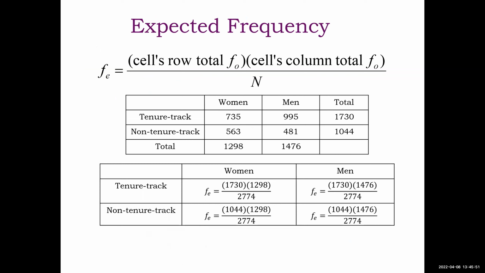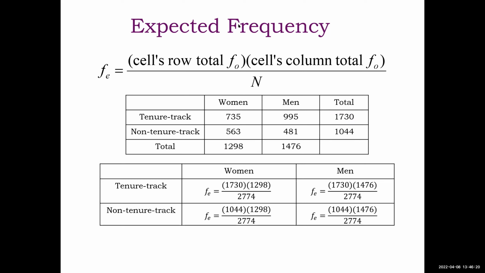To calculate expected frequency, like I said, we have to multiply the row total by the column total and divide by n. So we're going to start by calculating this. n was 2774, sorry for the messiness. Anyway, I have it all down there.